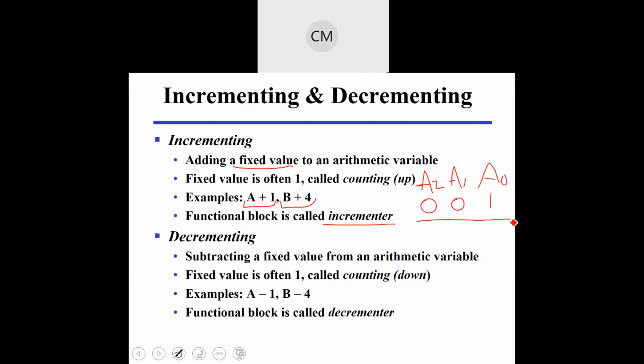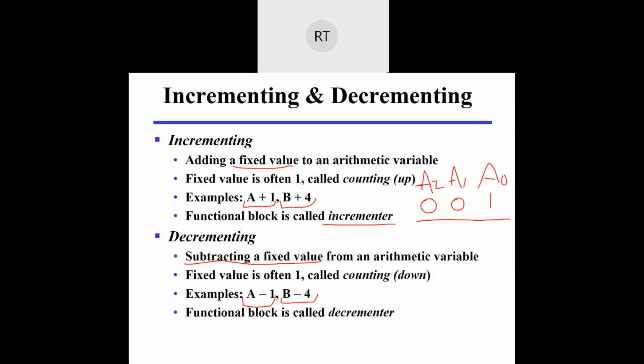1. We know that it is 1. So what is B1? It is 0. What is B2? It is 0. So I know their values, so I can actually create, by contraction, a smaller functional block. Of course, it also could be a decrementer, so A minus 1, B minus 4. I am subtracting a fixed value. Clear?